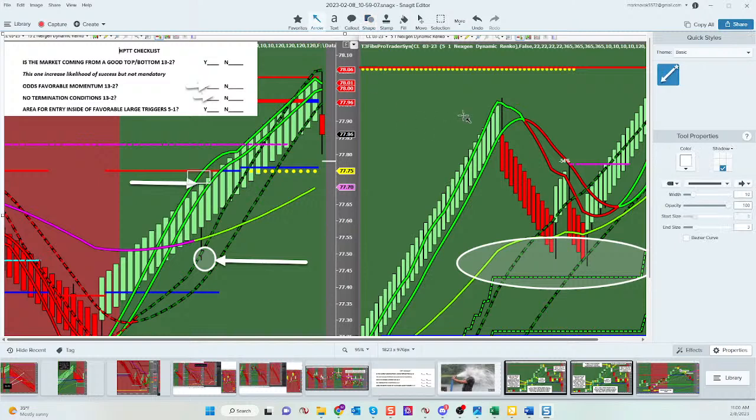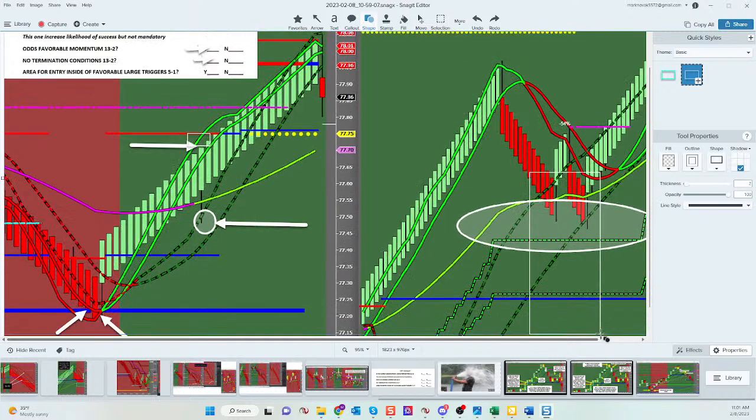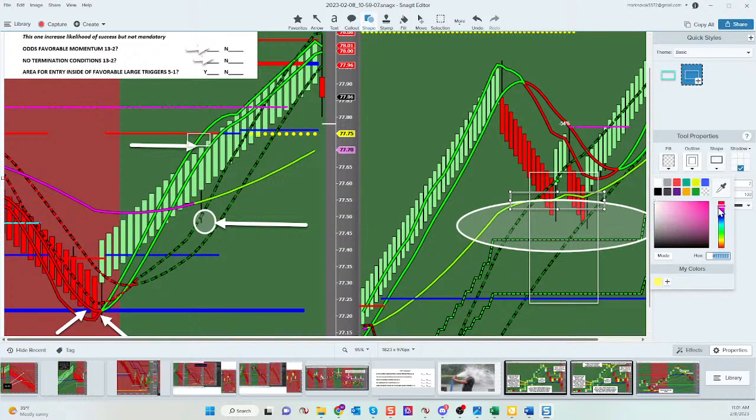But remember that rule number 3 says we're taking a pullback to an area inside of favorable large triggers. And if I look at these triggers, absolutely, Gary. Price reaches an area. Period. Price reaches an area. That's the first part of it. Guys, from the top of my large triggers to the bottom of my large triggers, do you see it? That's the range on the triggers. That's the only area of support inside of favorable large triggers. Guys, my window of opportunity is one line wide.